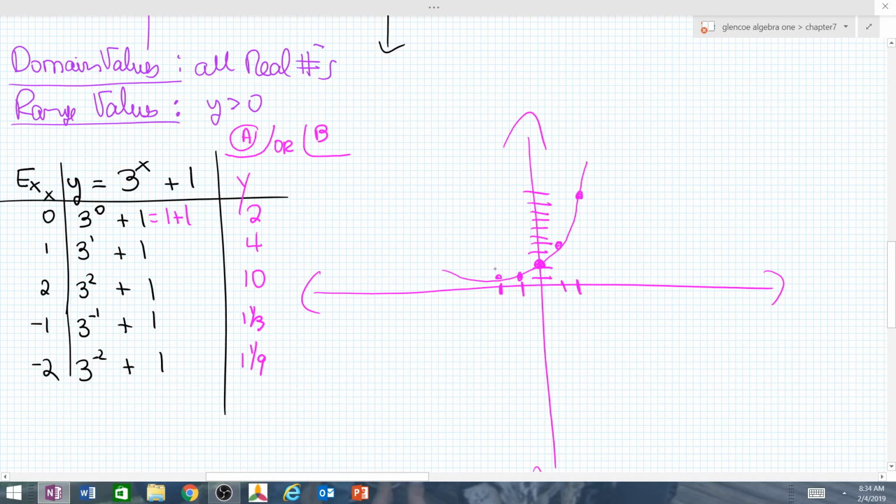Should be flat here, sorry. Let me fix that. I don't like the way that looks. Let's fix that for you.